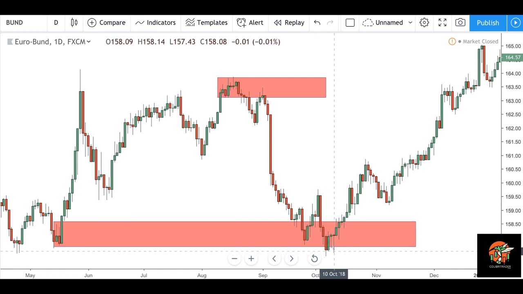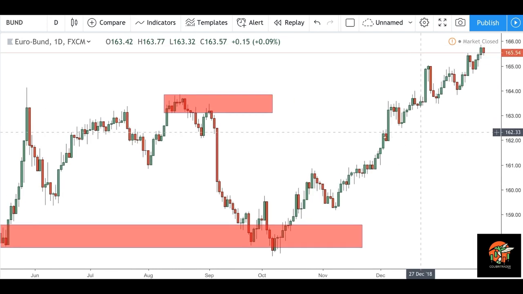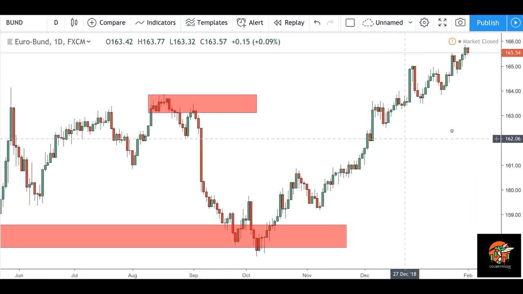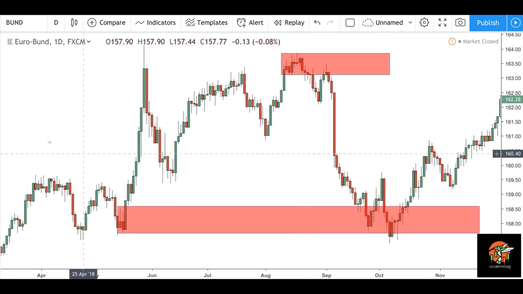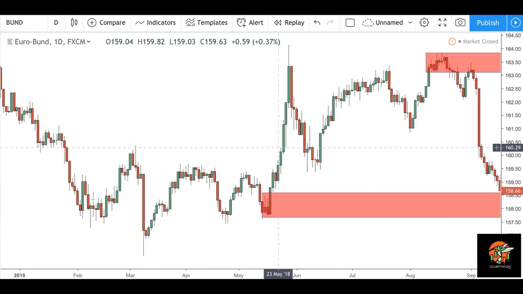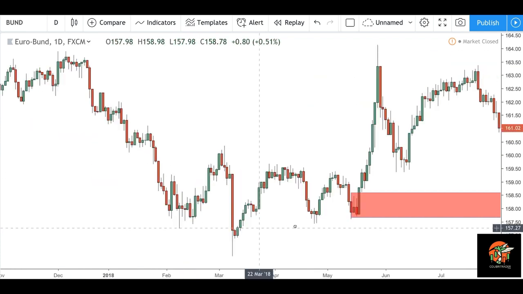It actually went below the low of this demand zone, and then it formed a bullish engulfing pattern, after which a couple of pin bars just to retest the level, and then since then price has been on the rise for the rest of the year pretty much. So let's have a look at another example from the Bund.